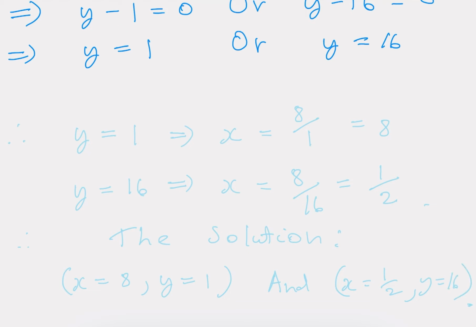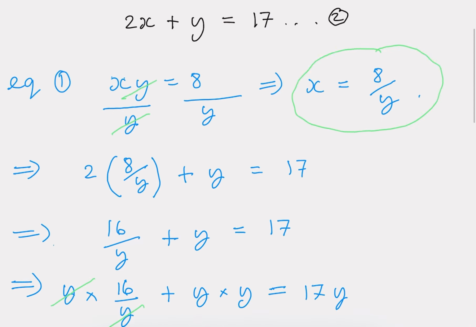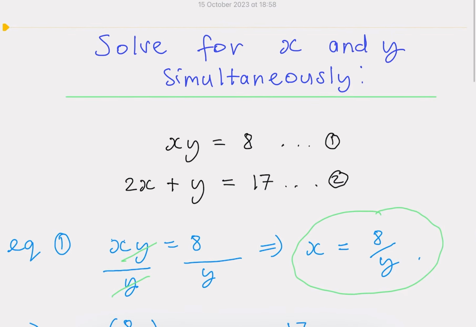So this basically now is the solution of this system of simultaneous equations. And you can check these solutions, there's two solutions. You can check if they are correct by substituting them into this system of simultaneous equations and see if they satisfy this system. You'll find that they do satisfy the system.